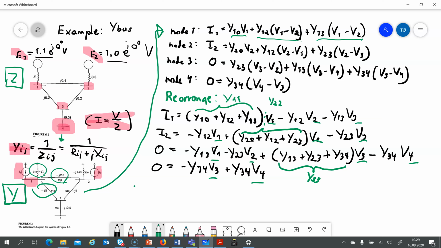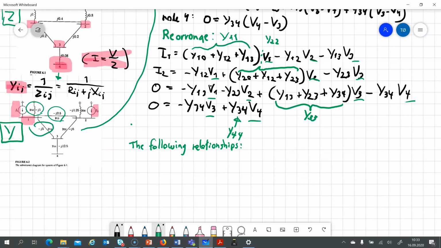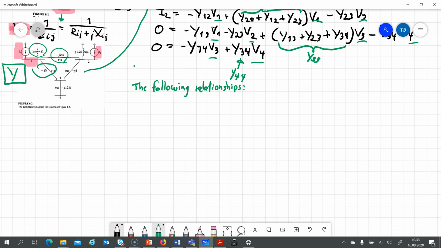And actually this will then be y4, the sum of all admittances related to bus 4. Yeah, great. So we have come so far. Let's now start to put in some numbers.